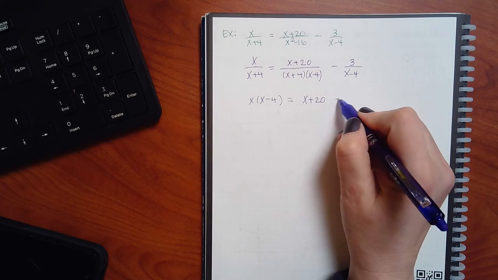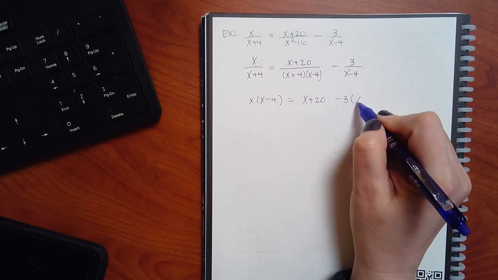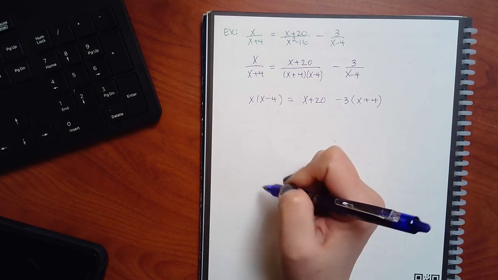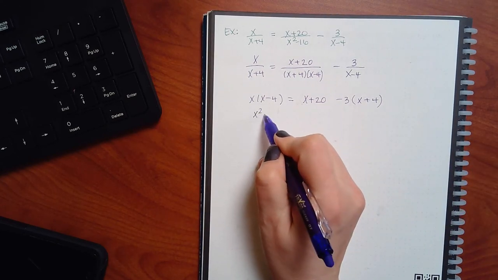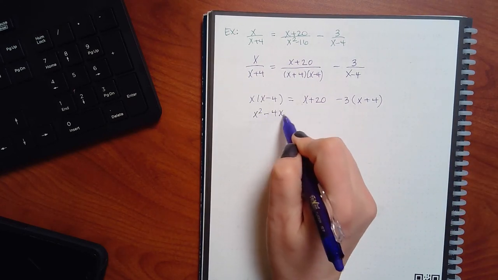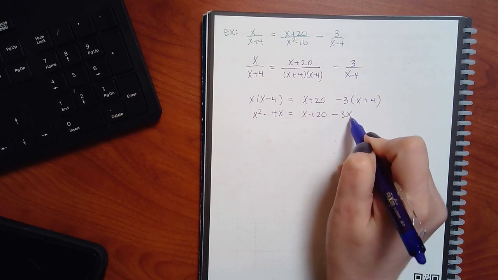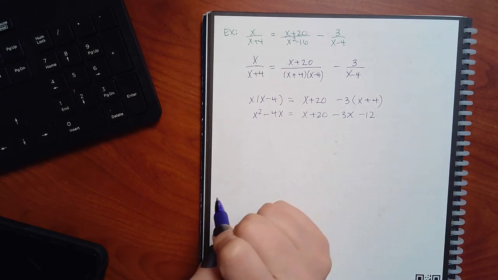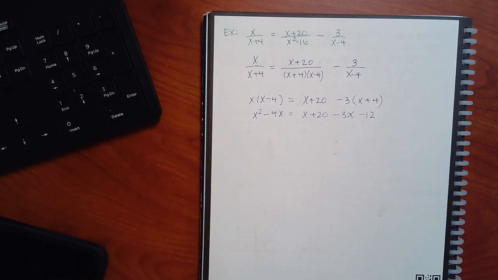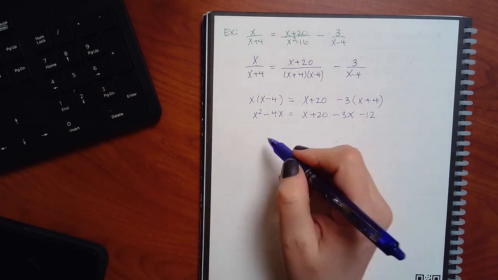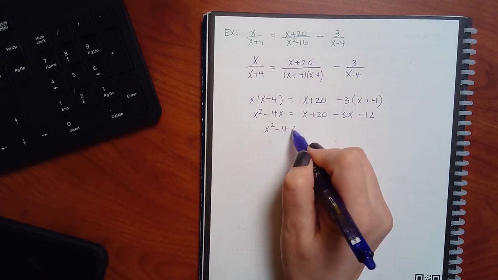You don't need to do anything with that. And then you're going to have 3 times x plus 4. Then you're going to have x squared minus 4x equals x plus 20 minus 3x minus 12. And then who am I going to move where? Should I actually combine first, right? I would combine. Yeah, I would do that.